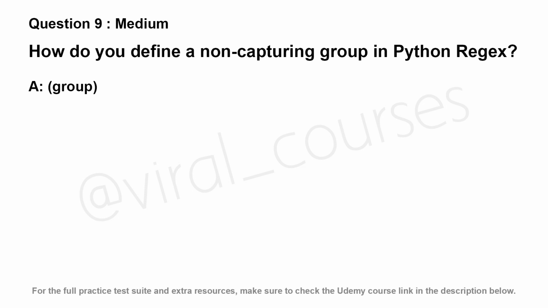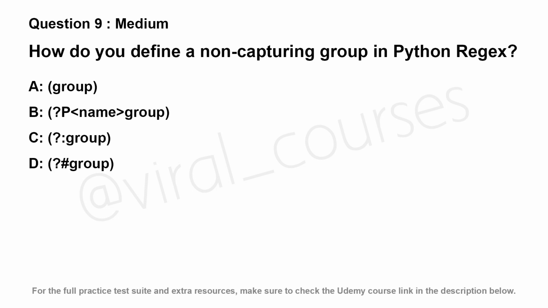How do you define a non-capturing group in Python regex? Option A, parentheses group. Option B, parentheses question mark P less than name greater than group. Option C, parentheses question mark colon group. Option D, parentheses question mark hashtag group.